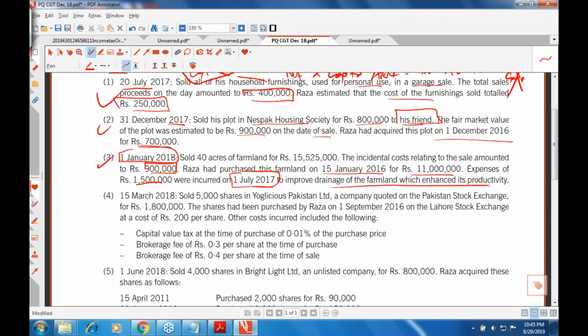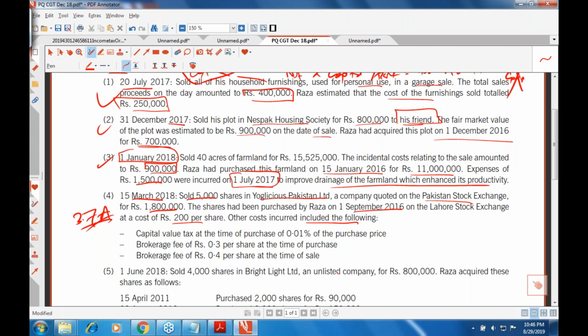The fourth item that we need to consider is on 15th March, he sold 5,000 shares in Yogi Licious Pakistan Limited, a company listed on a stock exchange. So it's section 37A. For 1.8 million, the shares had been purchased on 1st September on the Lahore Stock Exchange for 200. Other costs included the following: capital value tax, brokerage fee at the time of sale, etc.